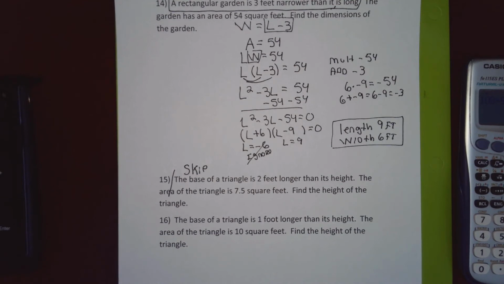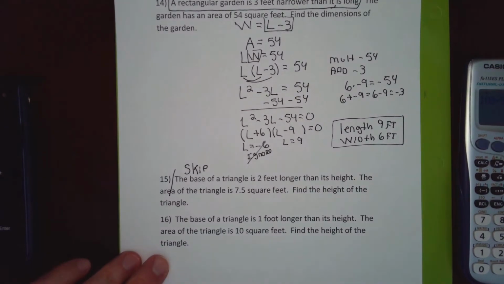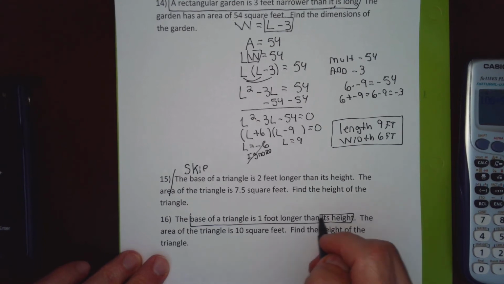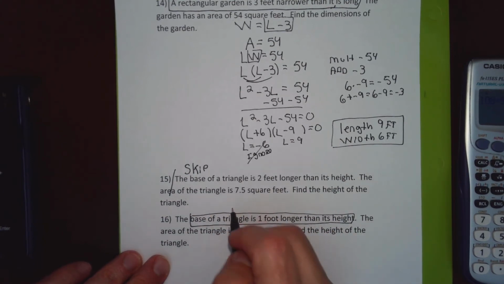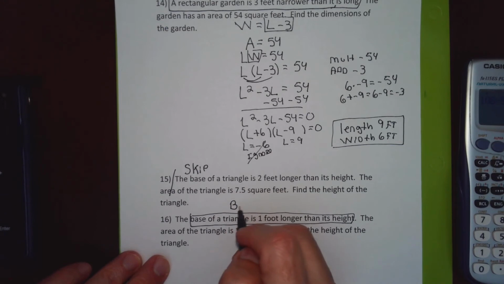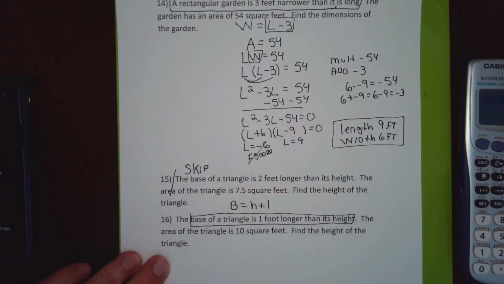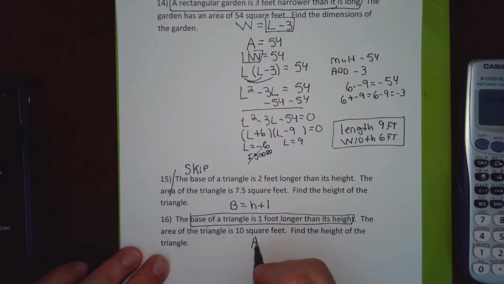So I'm talking about triangles and areas of triangles. The first thing I see in the first sentence is the base B of a triangle is 1 foot longer than the height. That means the base is the height plus 1. It's 1 more than the height. Then it says the area of the triangle is 10 feet. So the area of the triangle is 10 feet.